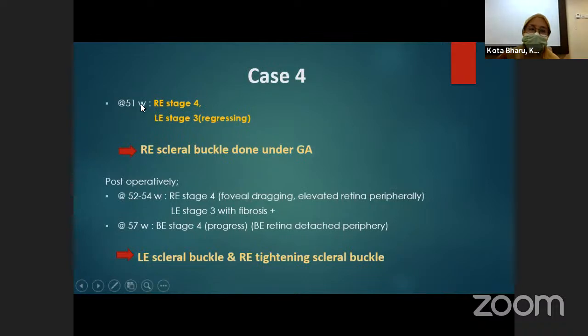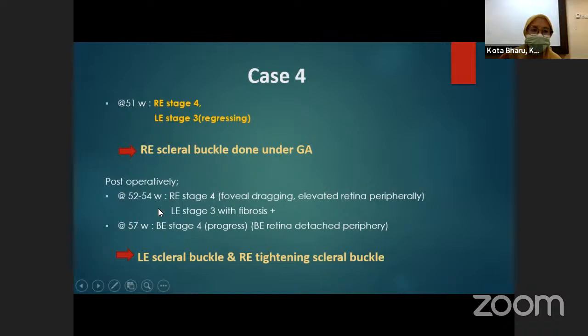Unfortunately, at 51 weeks, it progressed further to stage 4, which is partial subtotal retinal detachment. However, at left eye, still stage 3, showing regressing sign. So for the right eye, we proceed with the scleral buckle under GA. Actually, this scleral buckle is surgical management of retinal detachment.